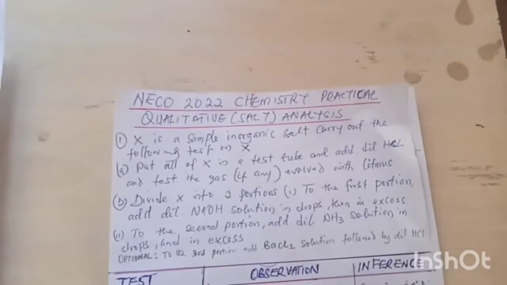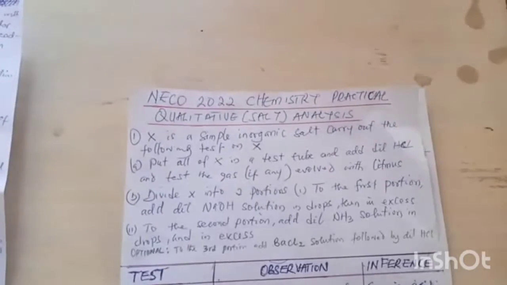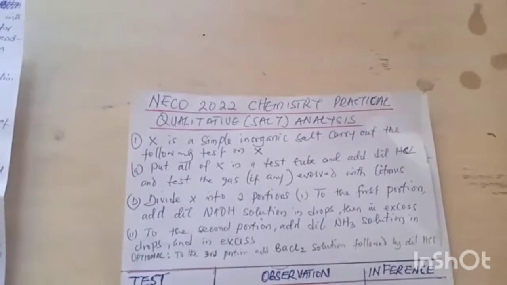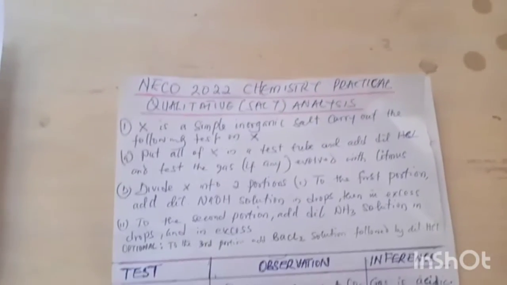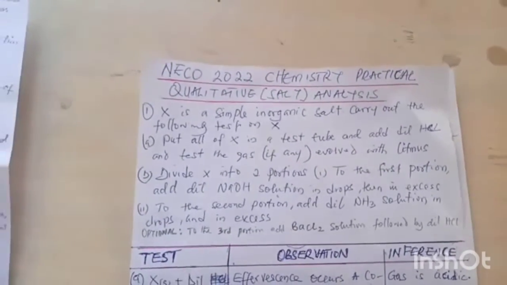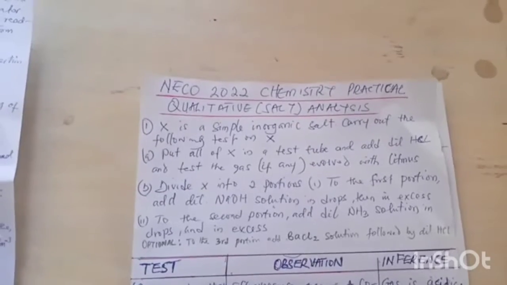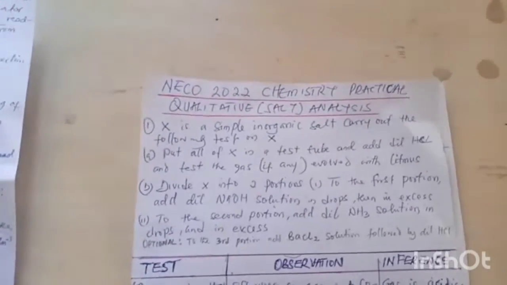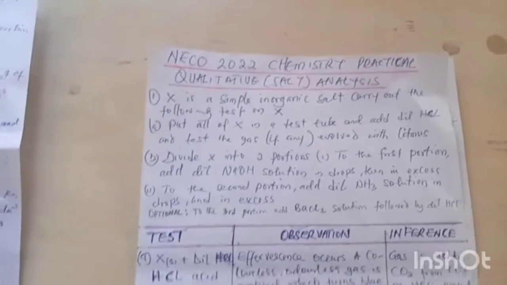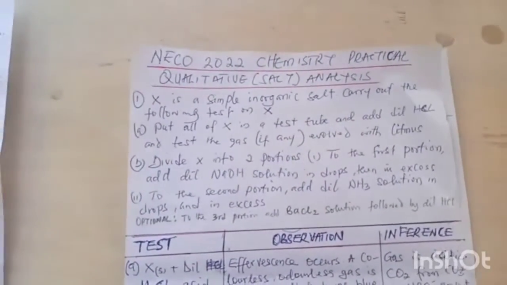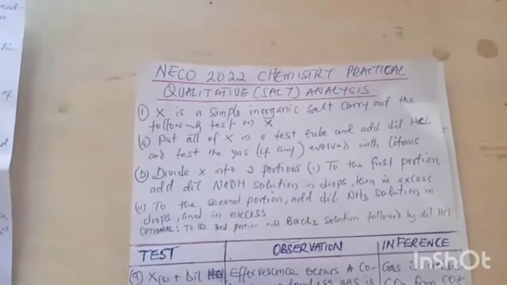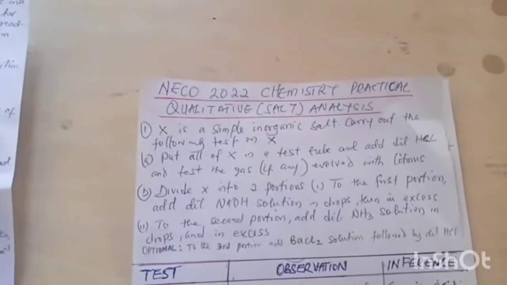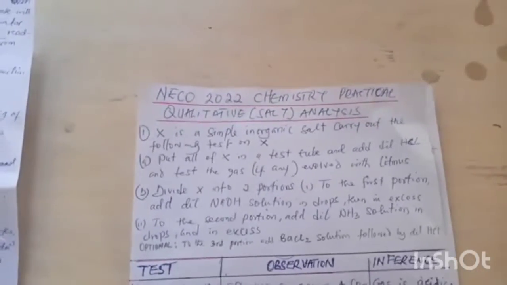B. Divide X into two portions. Roman numeral 1. To the first portion, add dilute sodium hydroxide solution in drops, then in excess. 2. To the second portion, add dilute ammonia solution in drops and in excess. Now the optional question there is that you can have a test sample to which you add barium chloride solution followed by dilute hydrochloric acid.